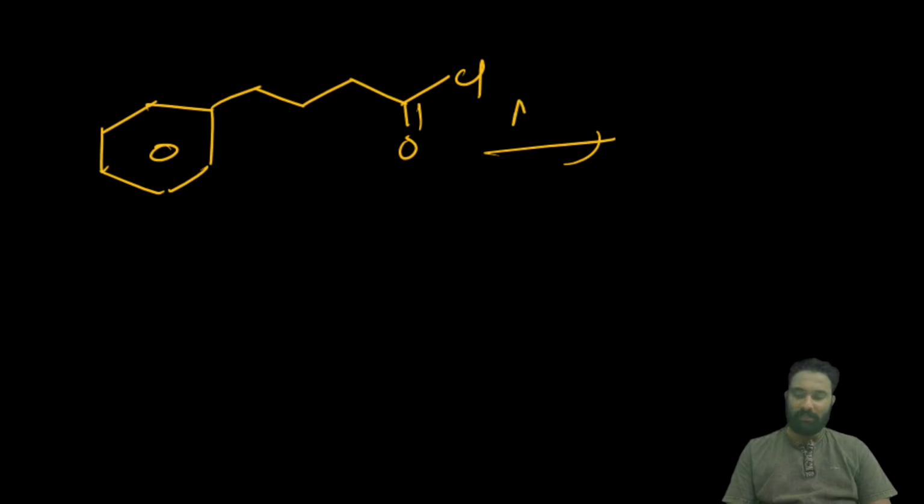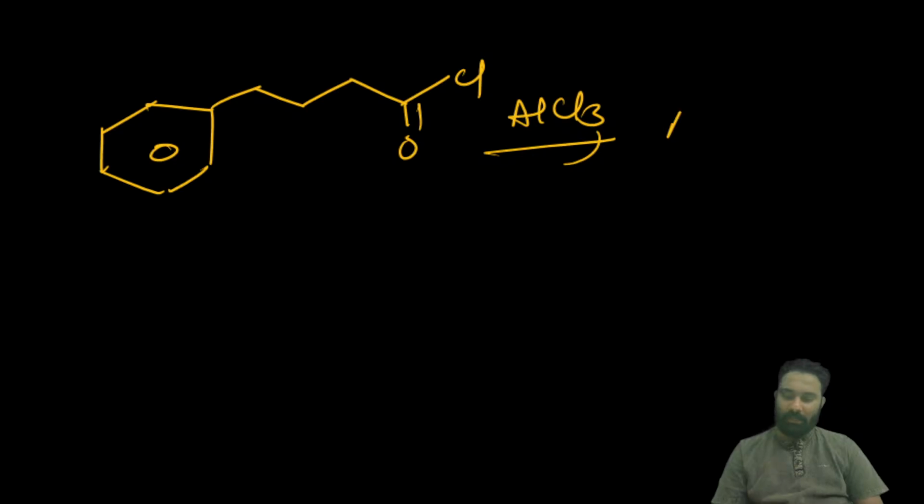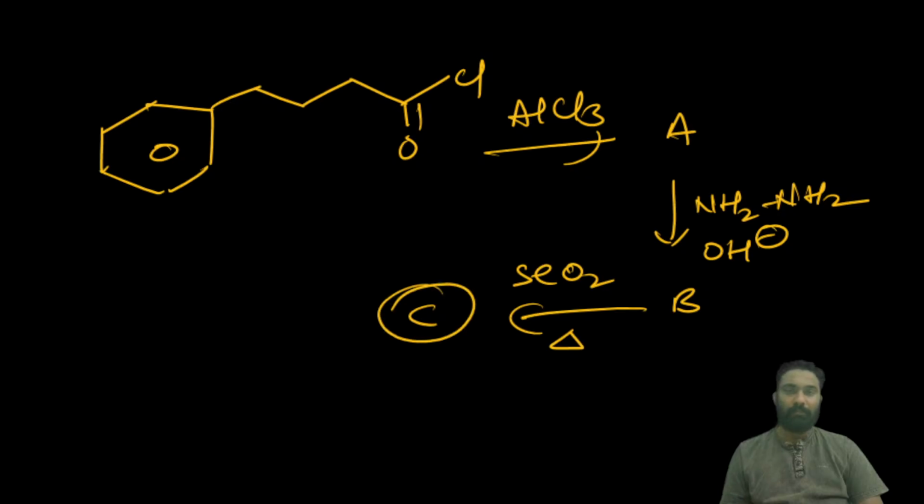Okay, this is AlCl3. Use A upon NaNH2, OH minus gives B, upon SCO2 heating gives C. What is the C over there?